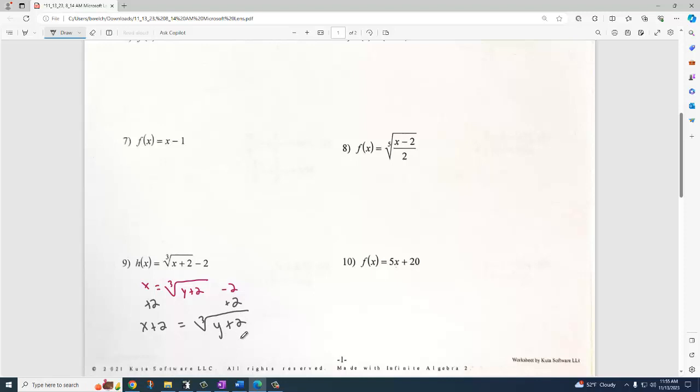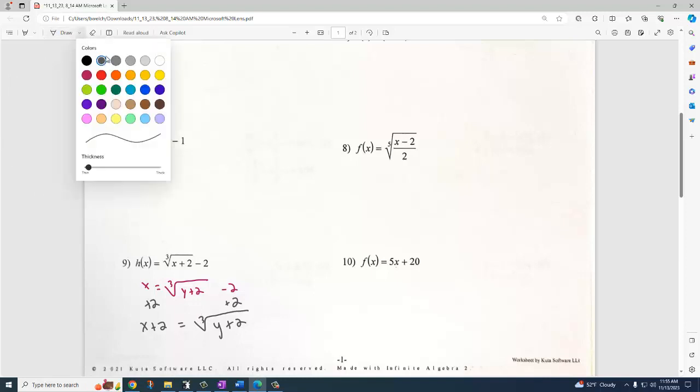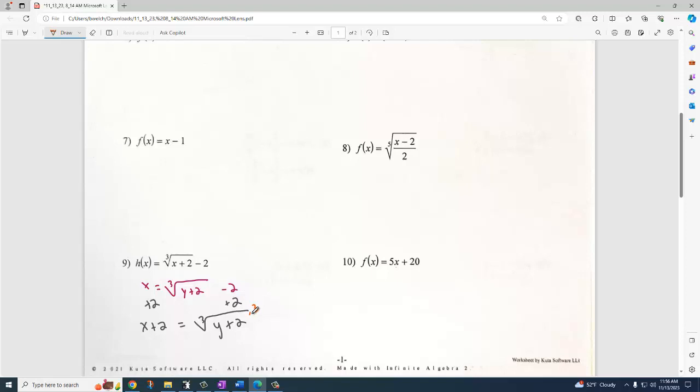Well, I want to remove this plus 2. To do that, though, I'm going to have to remove the cube root. The way that we remove a cube root is with a cubed exponent. We're raising it to the third power. Well, I have to raise this whole side to the third power, so I'm going to put it in parentheses. That will leave me with x plus 2 cubed equals y plus 2, because the cube root and the cube on the right cancel.